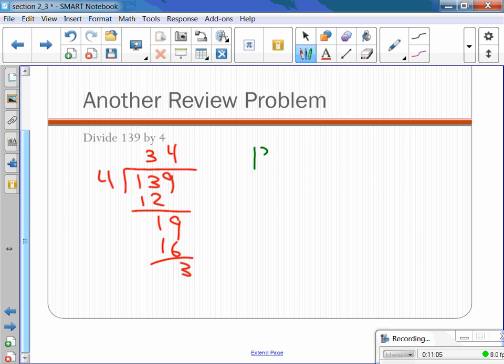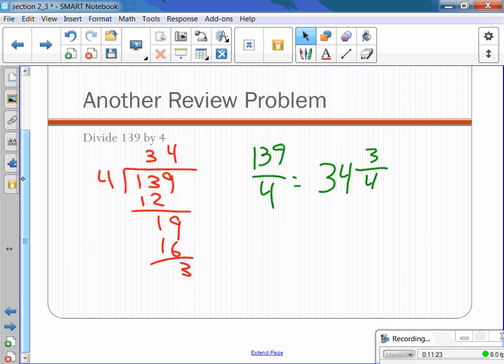So 139 over 4 came up with a quotient of 34. And my remainder we write as 3, remainder over the divisor. So 34 3/4. All right. It's just long division. You already know how to do that. We do the exact same thing with polynomials where the remainder is not 0.